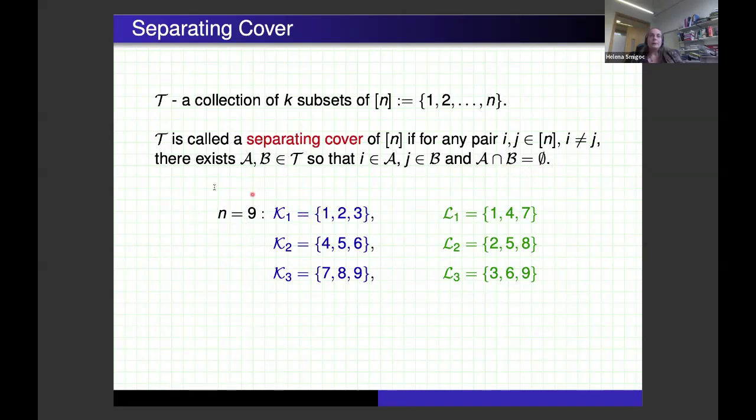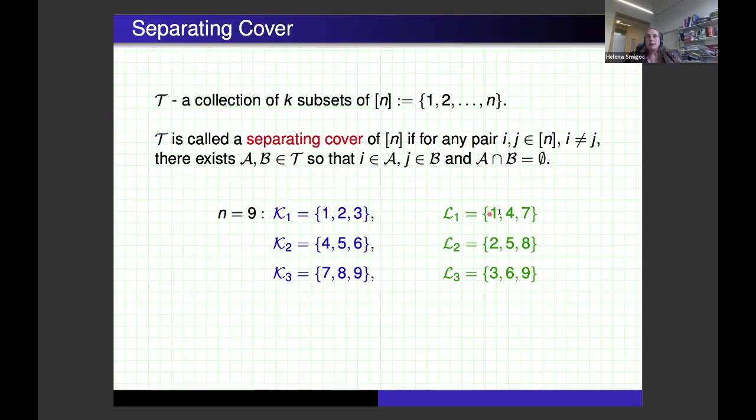An example of a separating cover of n elements is given here. So in blue, we have sets 1, 2, 3, 4, 5, 6, 7, 8, 9. And these sets separate all the elements 1 to 9, except the ones that appear in the same set. So 1, 2, and 3 are not separated. For that, we need to introduce 3 more sets, and these are here in green.